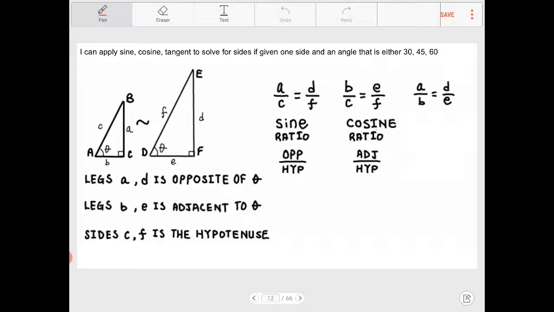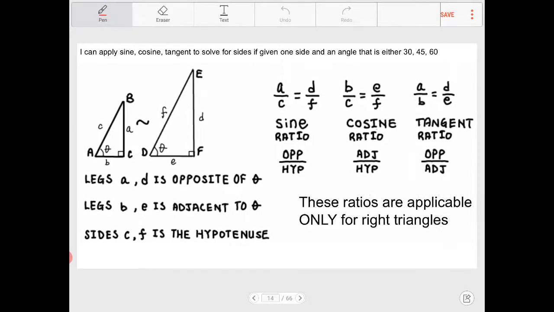These are all similar triangles. We can set up these similar proportions. This ratio has a name. We call this the tangent ratio. And again, this is opposite over adjacent. These ratios are applicable only for right triangles. And again, emphasis here, this is only applicable for right triangles. Anytime that you're not dealing with a right triangle, then these ratios do not apply.